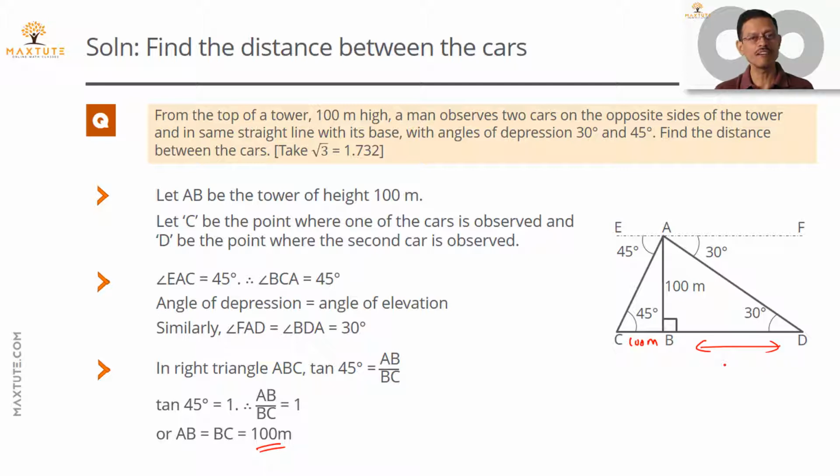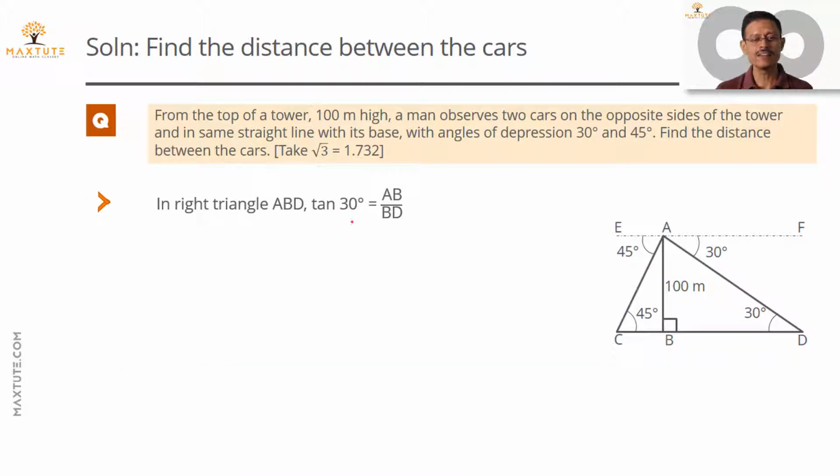We're not going to do anything very different. We're going to apply the same tangent, only this time tan of angle D. Tan 30 is what we are going to use. In right triangle ABD, tan 30 is equal to the opposite side, which is AB, divided by the adjacent side, which is BD. The measure of tan 30 is 1 by root 3. This is equal to AB, which is 100, divided by BD. Cross multiplying, we get BD equal to 100 root 3.